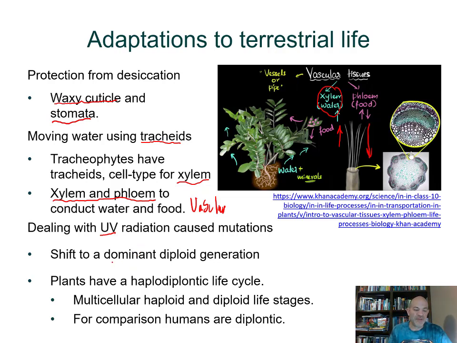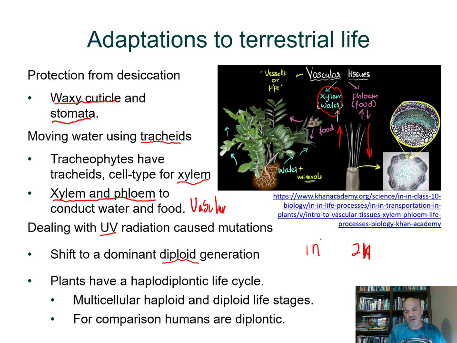And in this case, the shift to a dominant diploid generation. You remember the difference between 1N, which is haploid, and 2N. And we'll see here that the plants alternate between these two generations.